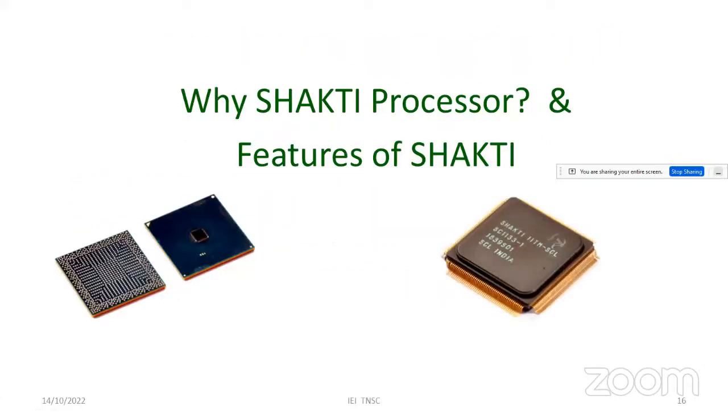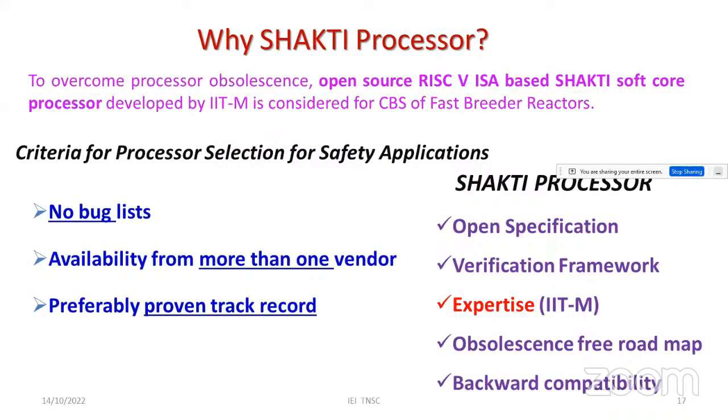Why have we selected the SHAKTI processor, and what are its features? In general, the criteria for processor selection for safety applications are: there should not be any bugs listed, it should be available from more than one vendor, and it should have a proven track record. With this in mind, to overcome processor obsolescence, the open source RISC-V ISA based SHAKTI soft core processor developed by IIT Chennai is considered for computer based systems of fast breeder reactors.